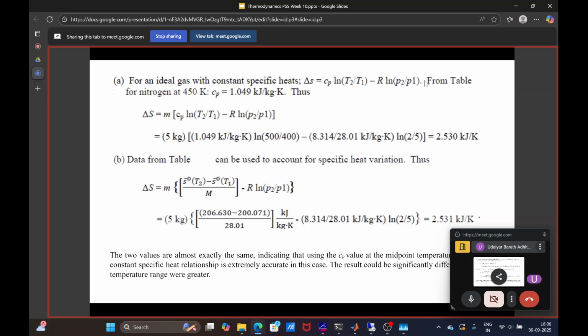From the table of nitrogen gas at 450 Kelvin, we find that Cp comes out to be 1.049 kilojoule per kg Kelvin. Because we are assuming Cp to be constant, we can straight away plug in the Cp value here, and we know the initial and final pressures as well as the initial and final temperatures. So we can find the delta S. The only remaining unknown is R.